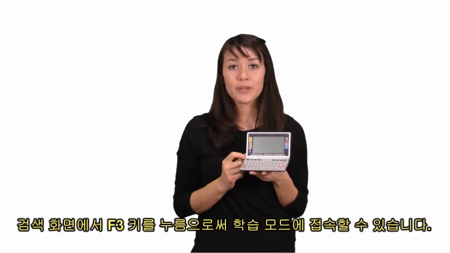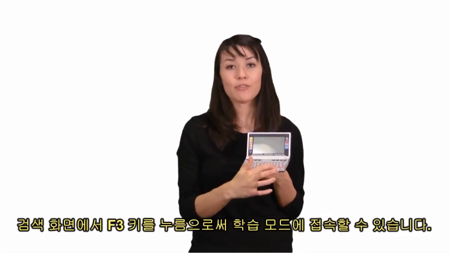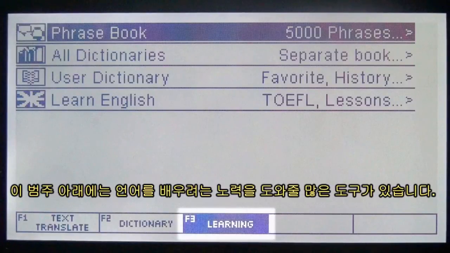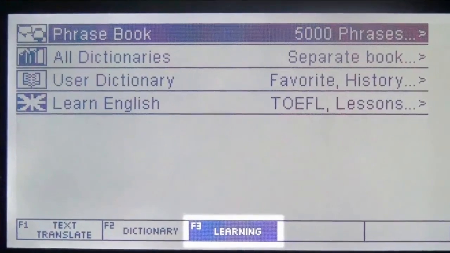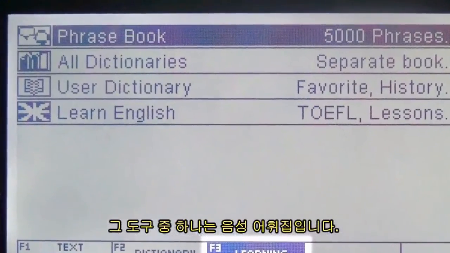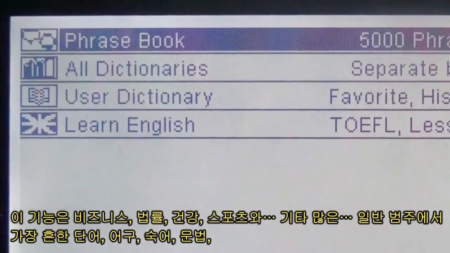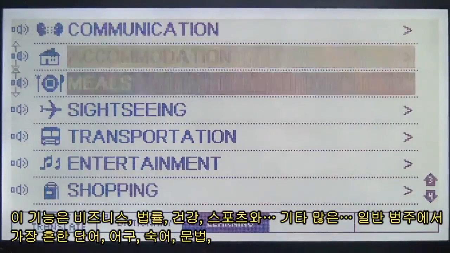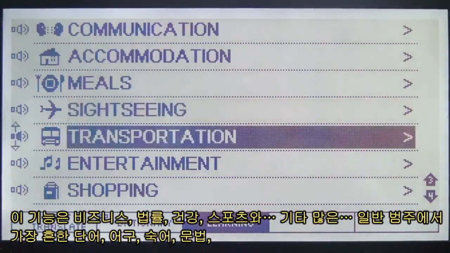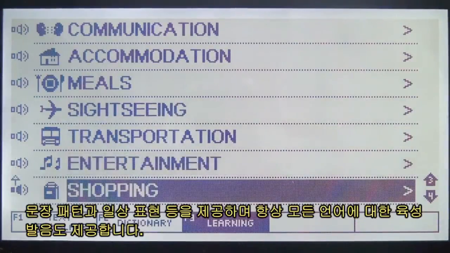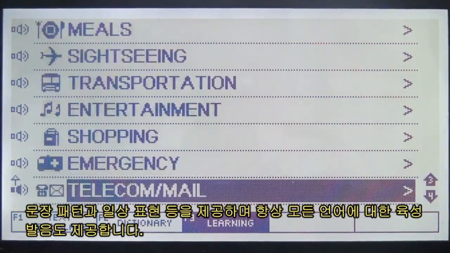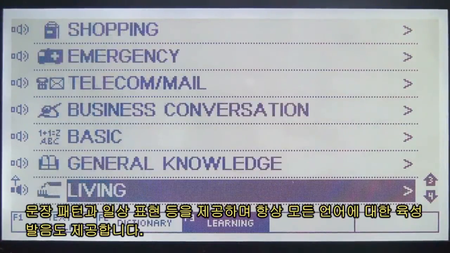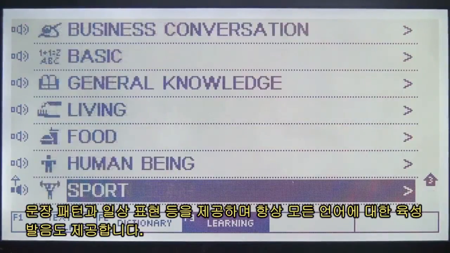From the search screen, you can access the learning mode by pressing the F3 button. Under this category, there are many tools to help you in your endeavor to learn a language. One such tool is the Talking Phrase Book. This feature provides most common words, phrases, idioms, grammar, sentence patterns, and everyday expressions in all general categories, such as business, law, health, sports, and many more. And as always, the translator provides true human pronunciation for all languages.